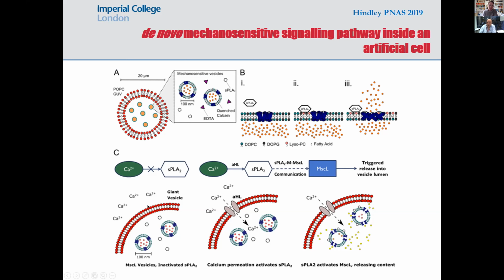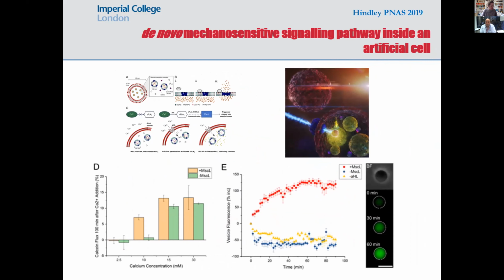But then if you add alpha hemolysin, which is a channel protein that, when it sees a membrane, dives into the membrane and forms a pore, what happens if you've got an outside bath of calcium is that the calcium goes on the inside and swamps the amount of EDTA. The phospholipase becomes active, attacks the inside membranes, they become asymmetric, the channels open, and you release a cargo. That worked really beautifully, and the amount of calcium that you pump into the cells is proportional to how fast the signal propagates.